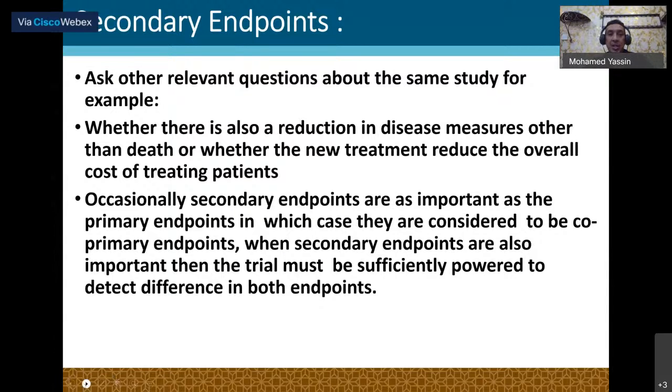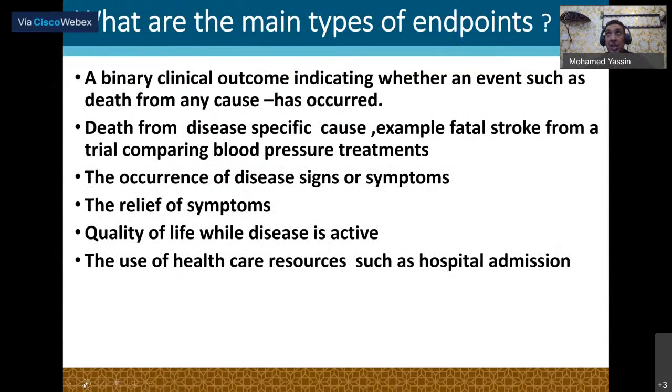So primary endpoint is answering the main research question. Secondary endpoints are other questions which you may have with regard to this kind of disease, and you want to answer them, but it's not your main concern.